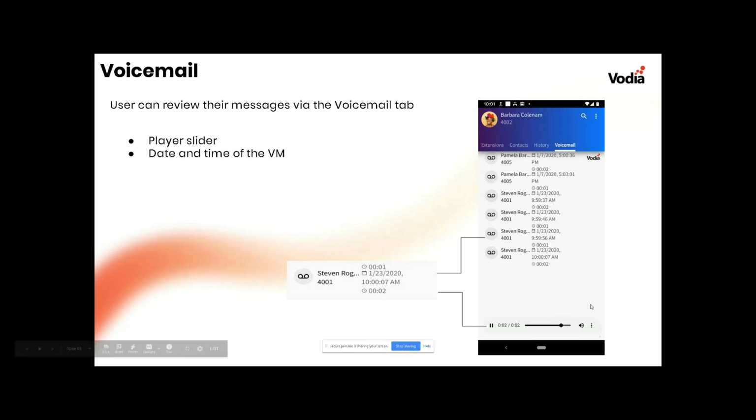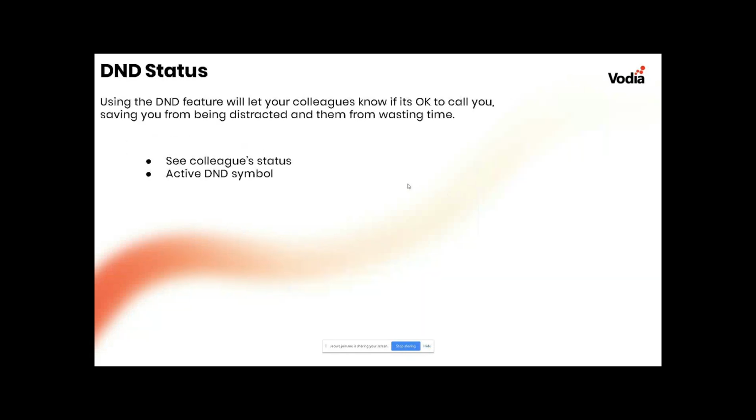Those voicemails will also be date and time stamped, so you'll see when it actually came in to the second, as well as the date and the caller ID information, so you'll see who that is from, as well as their phone number or their extension.